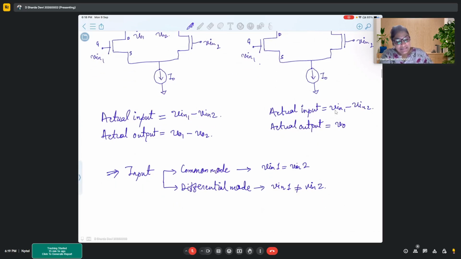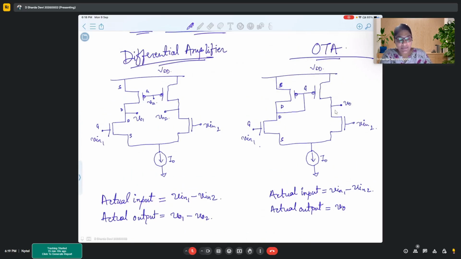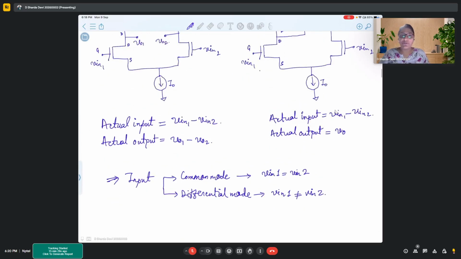So when there is a common mode input provided to either an OTA or a differential amplifier, we will get zero output. Ideally we should get zero output. There should not be any amplification at all. But practically we do get some signal, but it is so small that it is negligible. So that is common mode input.